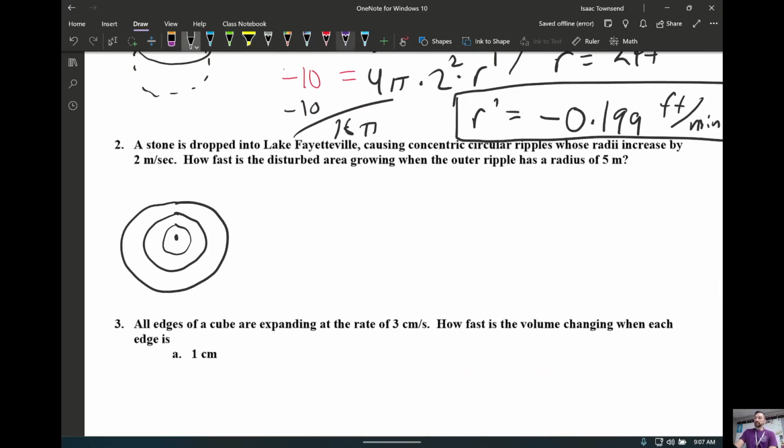Okay, whose radius is increased by 2 meters per second, so that would be r prime. It's not how big r is, it's how fast r is changing, so it's r prime. How fast is the disturbed area growing? So how is the area changing, a prime, when the outer ripple has a radius of 5 meters?